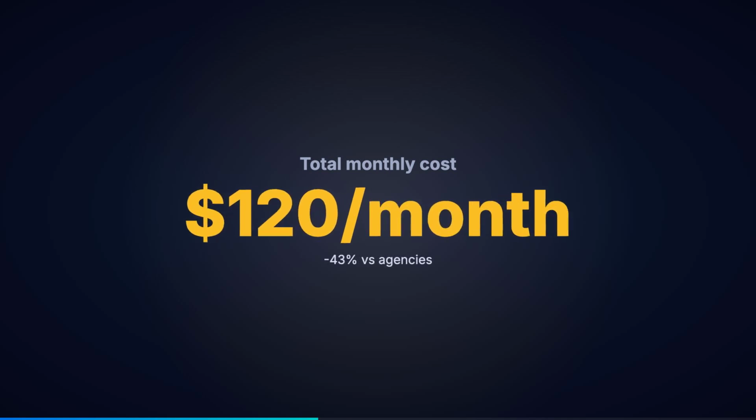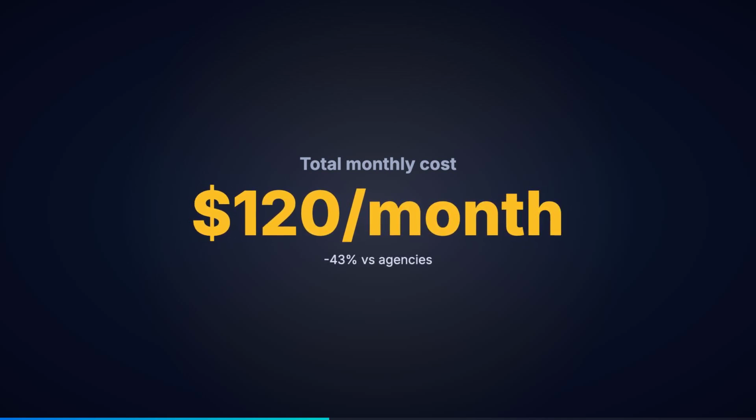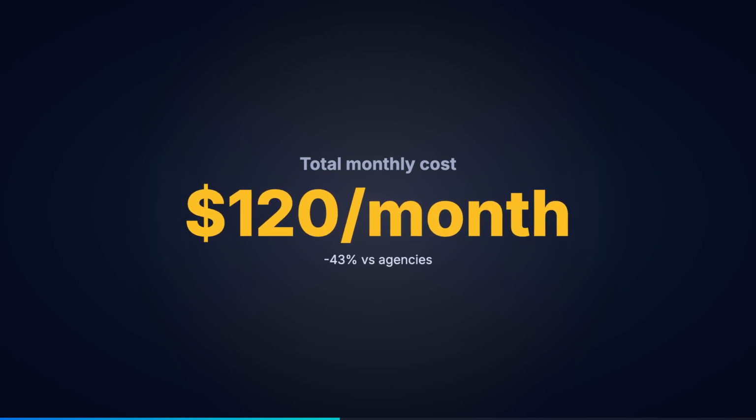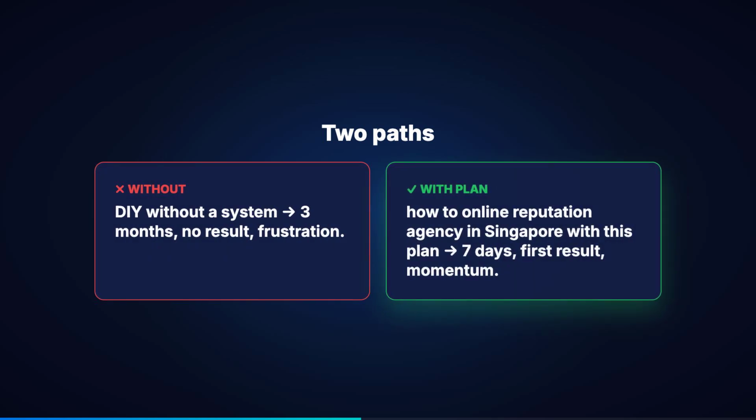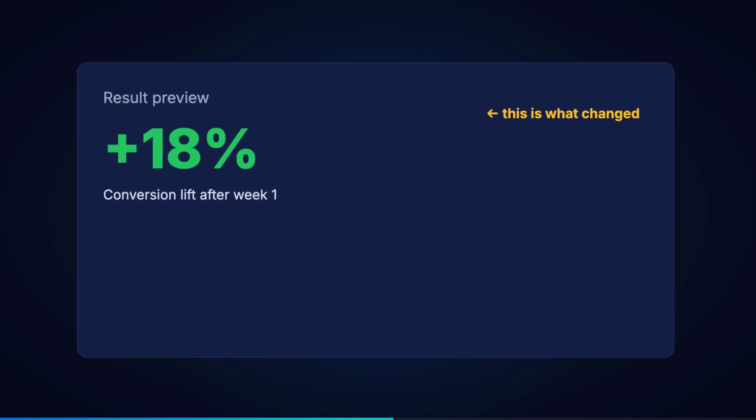Now the numbers. Average cost is $120 per month. Time to first result is 7 days. Success rate after 30 days is 82%. Here's what it costs. $120 per month.